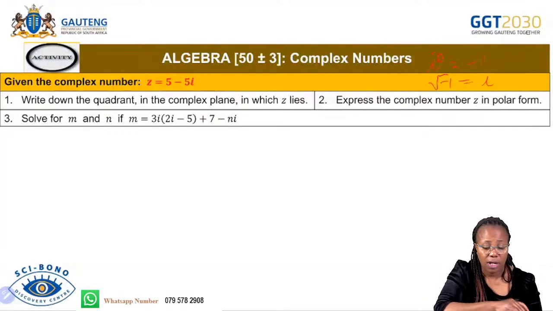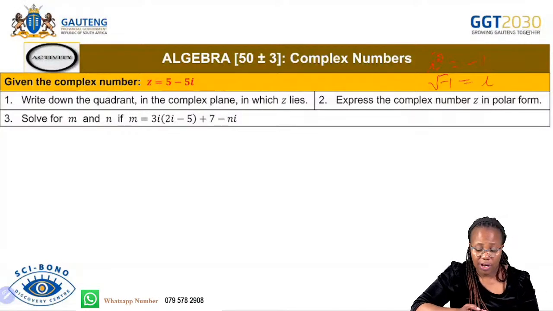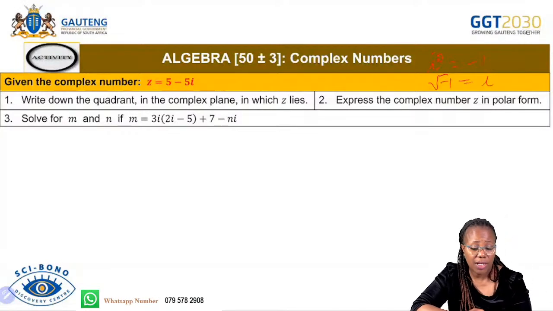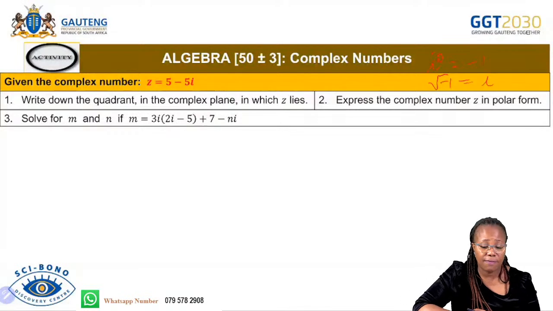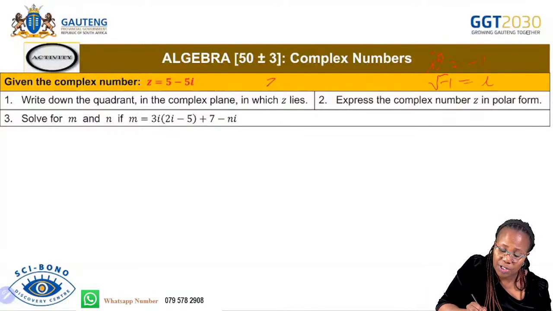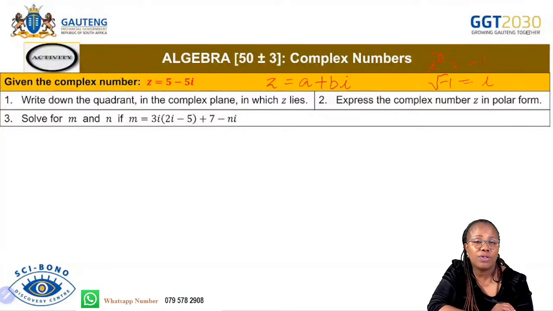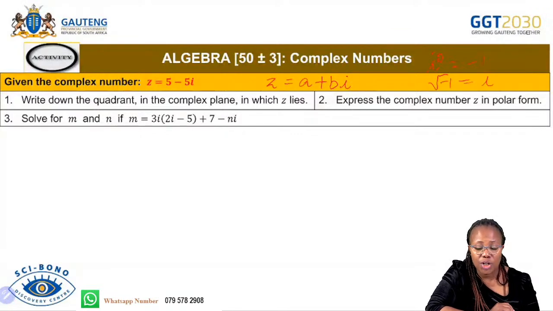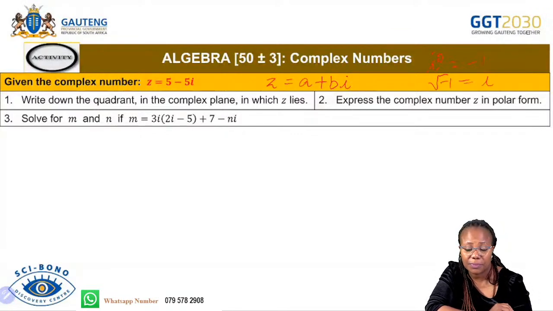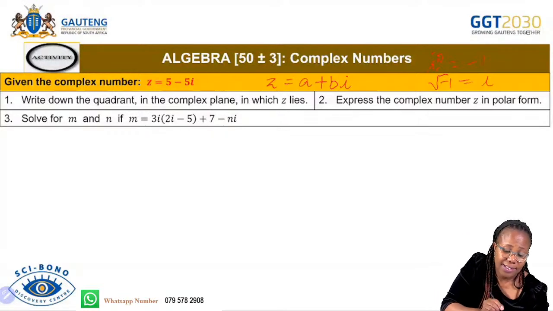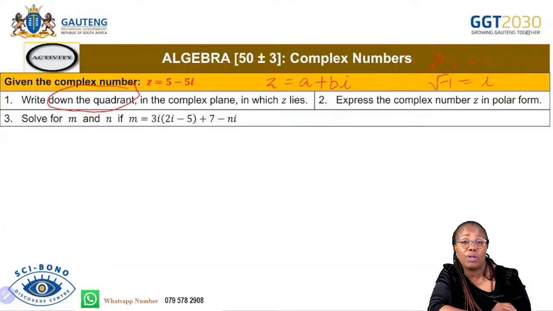Okay, great job. And then now we are given a complex number, which is written in the rectangular form, which comes from the original z is equal to a plus bi. Okay, and then now first question says write down the quadrant in the complex plane in which z will lie. Right, they say write down the quadrant, they don't say sketch in that particular quadrant.